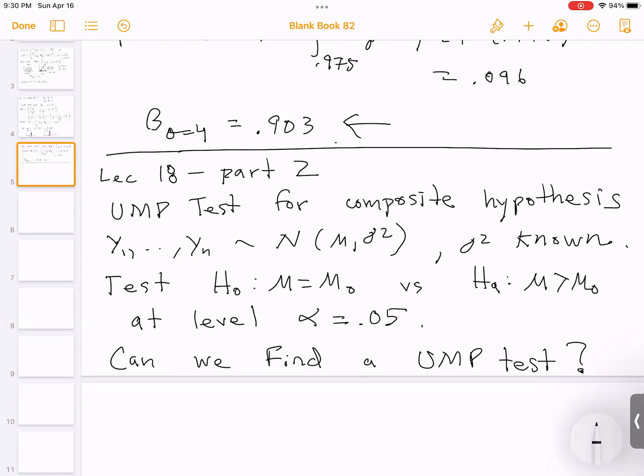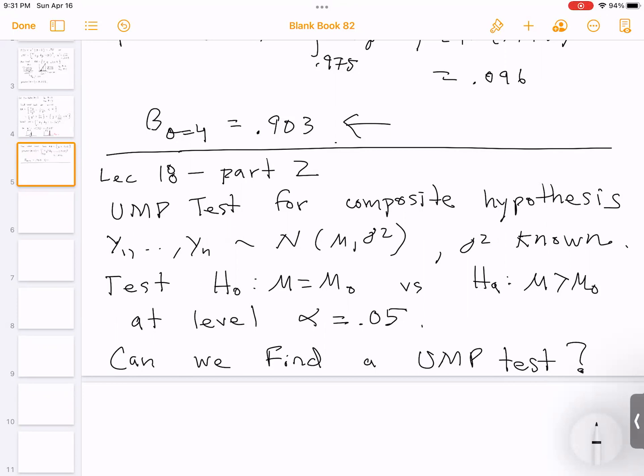Okay, here's part two about the UMP test finding using Neyman-Pearson lemma. Now we're going to extend this to the case we're used to, the composite alternative hypothesis. I don't know if I mentioned this in the last lecture, but when you are testing a single parameter equal to something and everything else is specified in your distribution, it's called a simple hypothesis because it completely specifies the distribution. A composite hypothesis doesn't completely specify it.